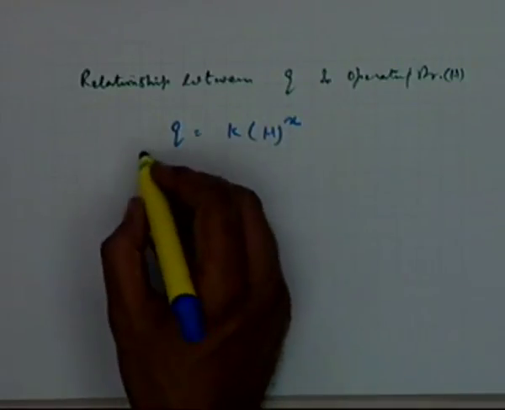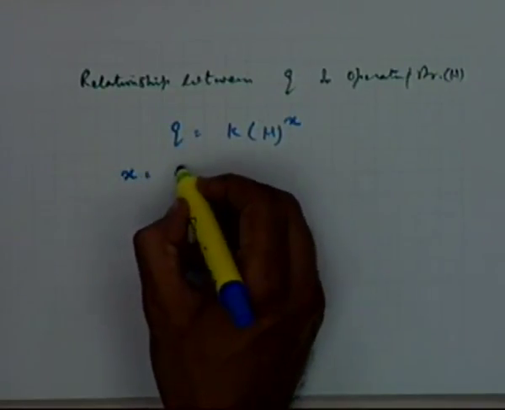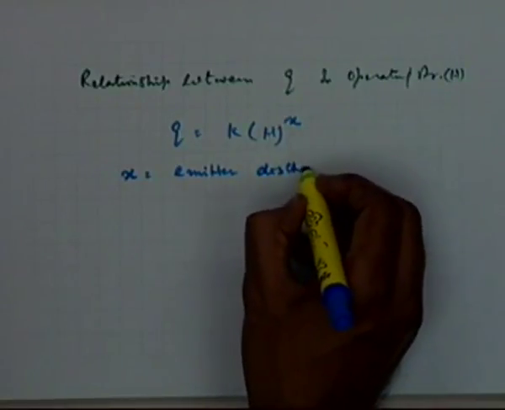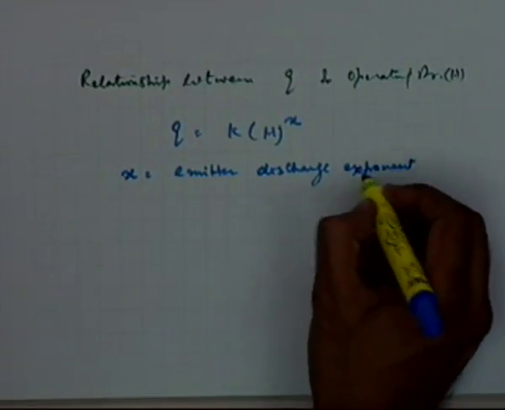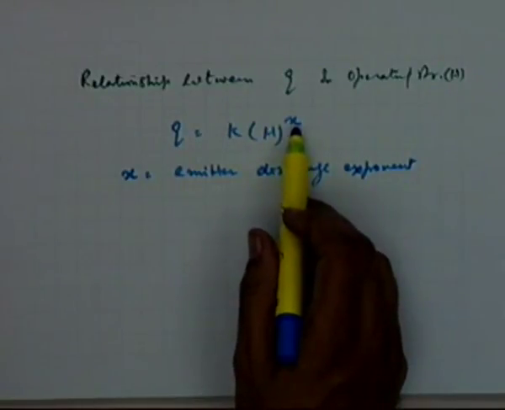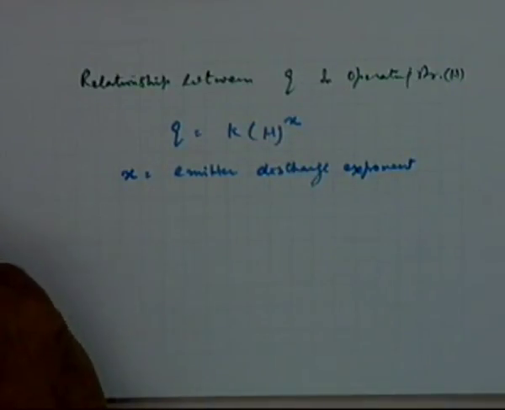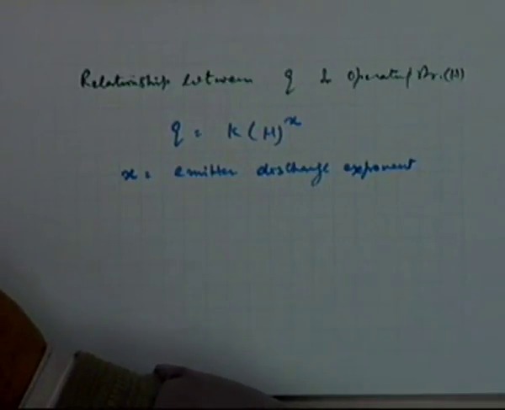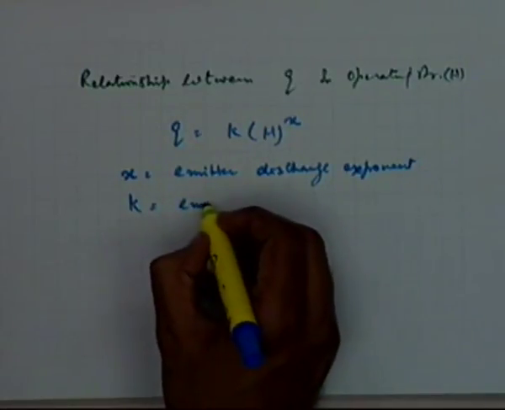Now X is the emitter discharge exponent. This exponent is also given by the manufacturer. You will find that the value of this X will also be made available. But this X is also a function of the flow regime. And K is an empirical factor.